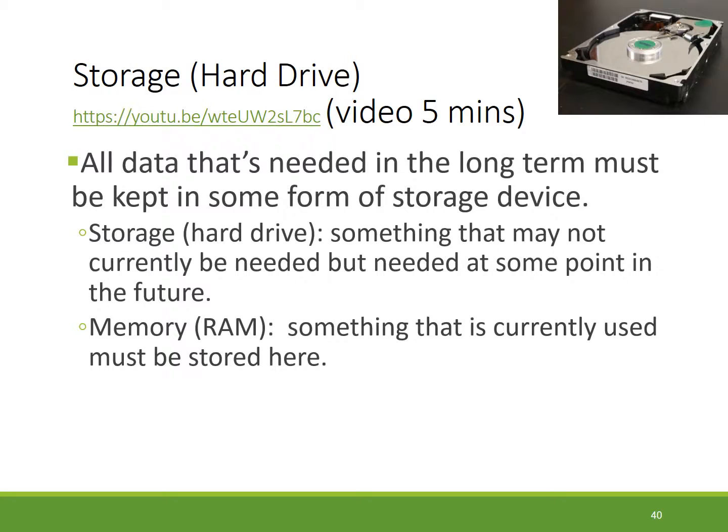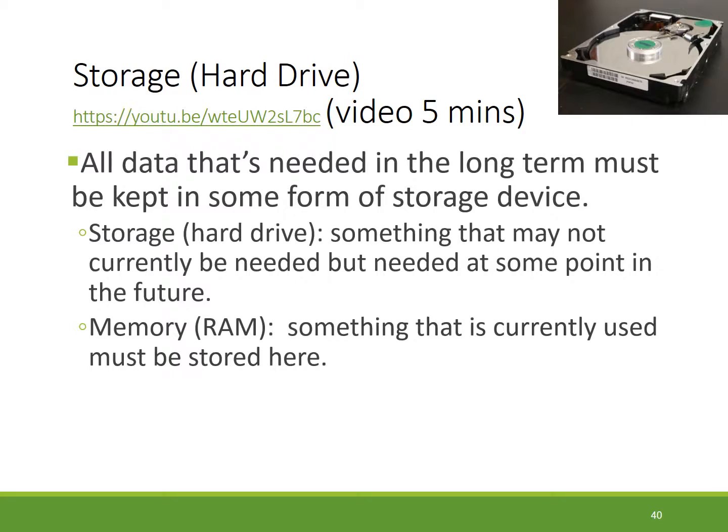All data that's needed in the long term must be kept in some form of storage device. So the storage, the hard drive, is something that may not currently be needed but is needed at some point in the future. Okay, and memory is something that is currently used and must be stored here. So remember, the difference between RAM and regular storage is RAM is really, really fast, and it's very closely linked to the CPU. It's usually physically located beside the CPU. So it's really fast, it's expensive per gigabyte, and also when there's no power, RAM loses its information.